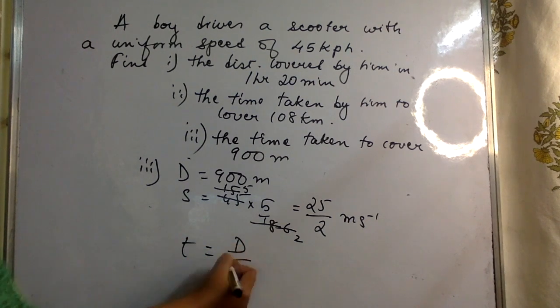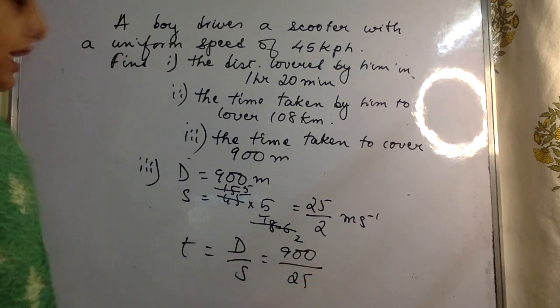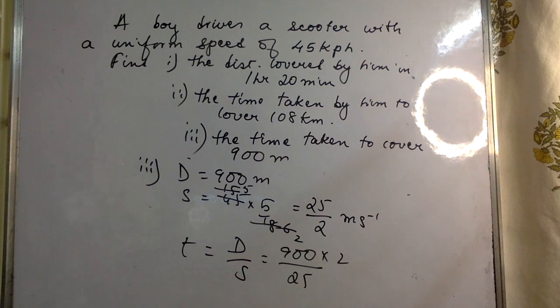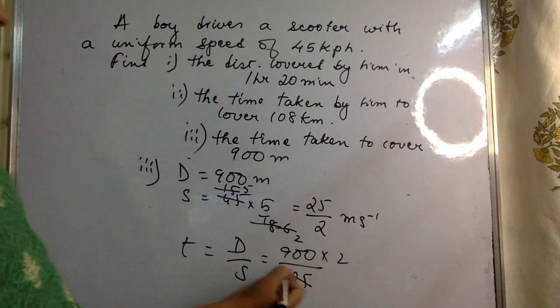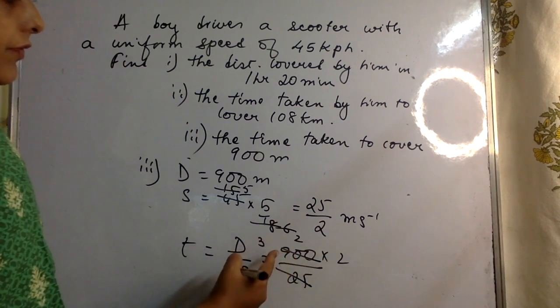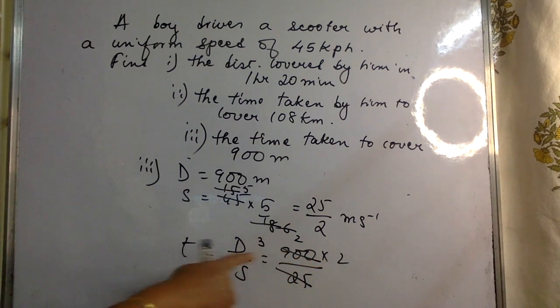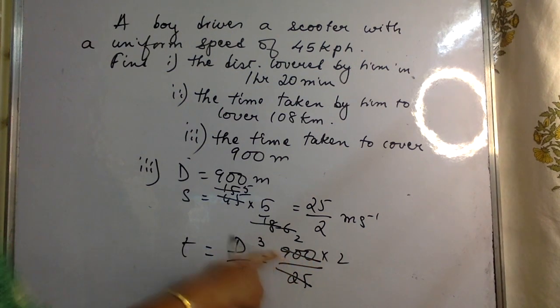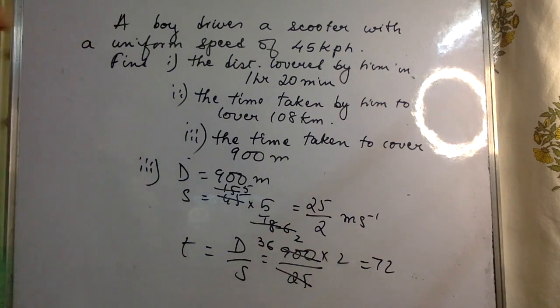Time is distance by speed. Distance is 900, speed is 25 by 2, the 2 goes up. Remember any number which ends in 2 zeros will be divisible by 25. So 25, here it is 3 25s are 75. Then I am left with, after 75 in 90 I am left with 150. So try to work like this for faster speed. Just divide 150. In 150 there are how many? 6 25s. So total 72 seconds.